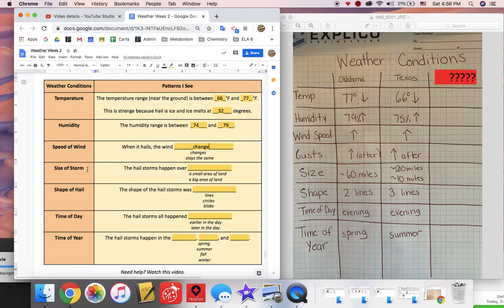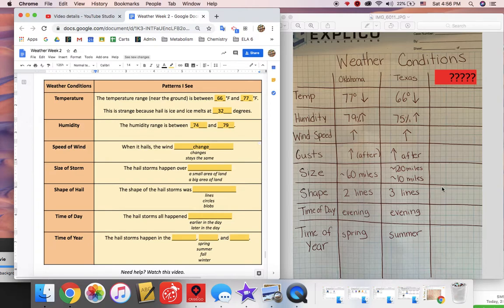Size of storm. I'm looking at the sizes of my storms, and I'm noticing that they're all pretty small. I mean, 60 miles isn't the smallest thing, but if you think about something like a rainstorm or a snowstorm, it can go across several states, and a hailstorm is only 60 miles, like that's from here to Detroit. That's pretty small, and these ones were even smaller. So in general, hailstorms cover a pretty small area of land.